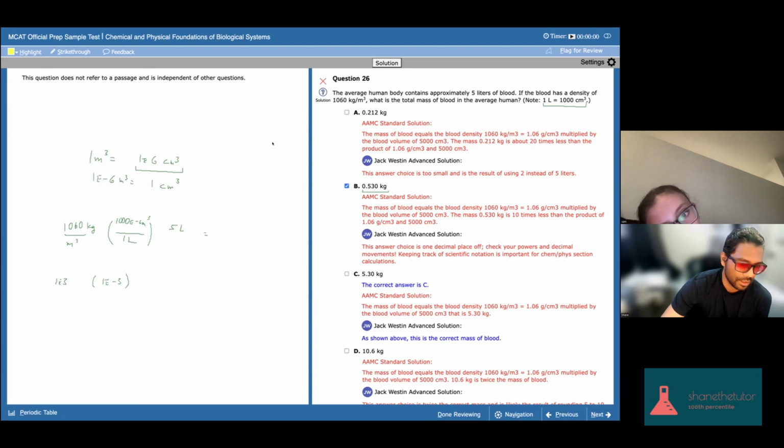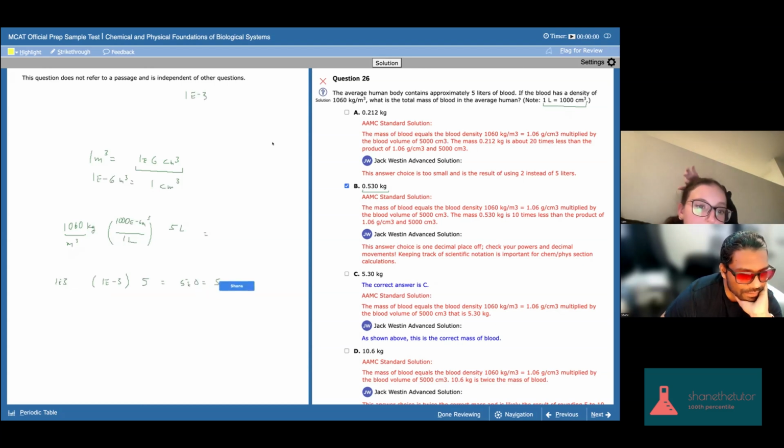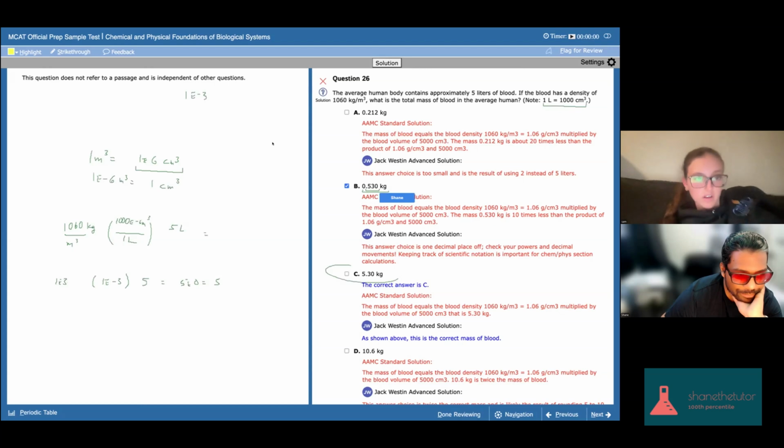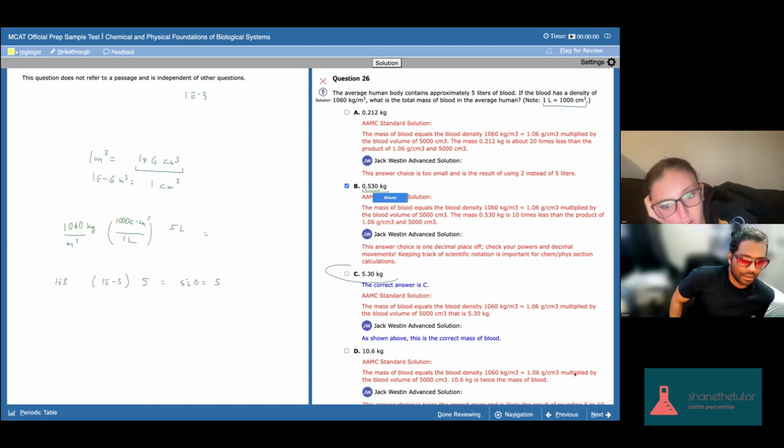Then times the 5. So this should give me 5E. Wait a sec, let me make sure I'm doing this right. 1E3 kilograms, and then left subtract, right add. E-6 plus 3 should be E-3. Oh, well, you know what? No, that works, because the E is 0. So that's just 5, which is the answer. Yeah, I think this is just off by a factor of 10. I wish I still had the paper to know how I did that.